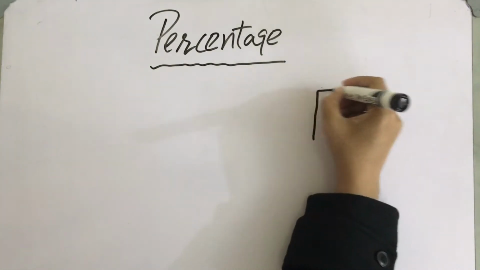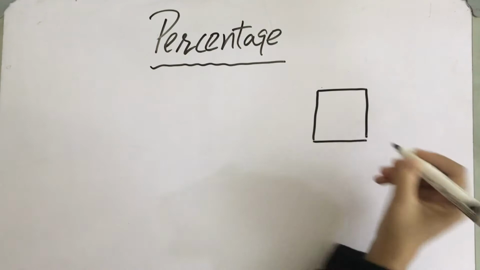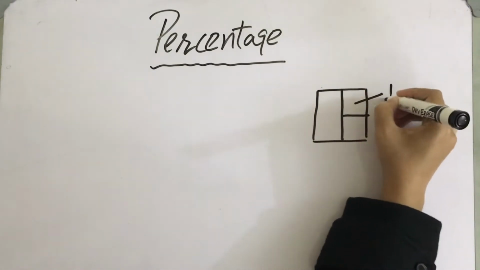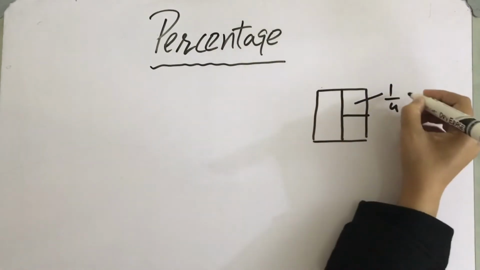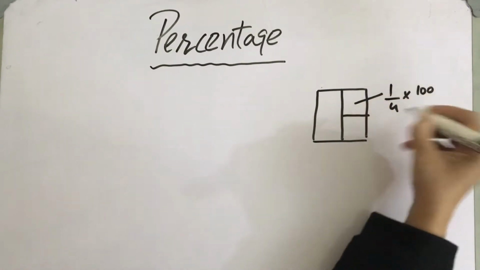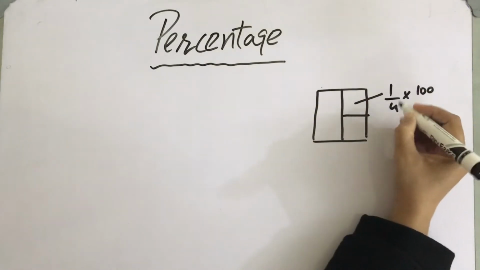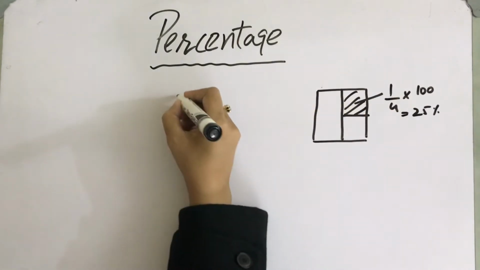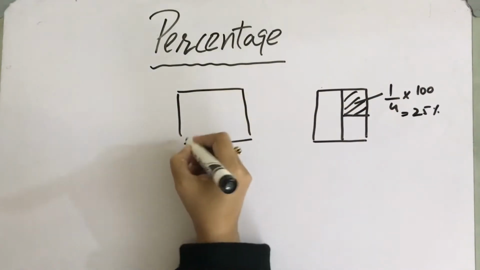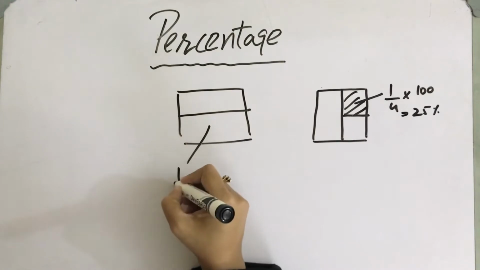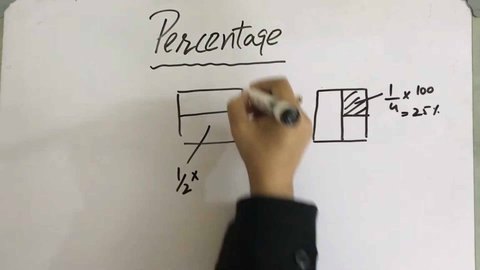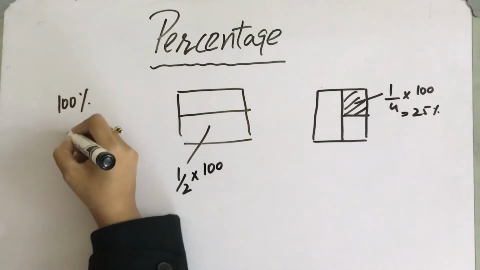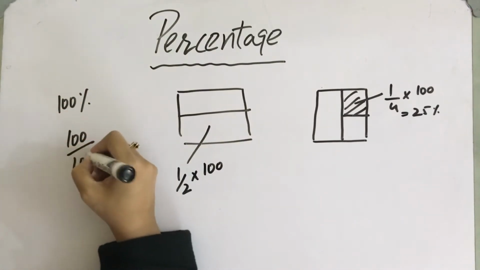So if I draw a square and I take 1/4 of it, then it is 1/4 of the whole. The whole is usually taken as 100. This is 100%. If I take 1/4 of this, this is 25%. If I take half of it, it means I have taken half of 100%. 100% means 100 out of 100, that is complete one.